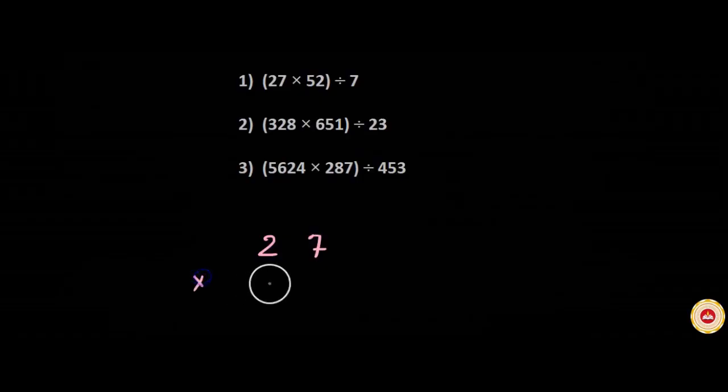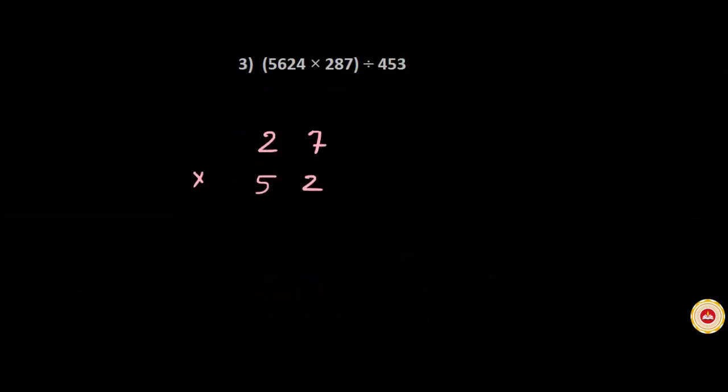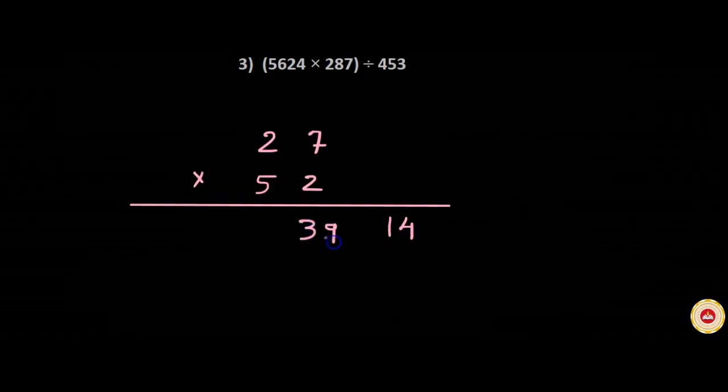27 multiplied by 52. First of all, let us apply the urdhva tiryak method of multiplication and write the answer of this product in parts. So 2 sevens are 14. Now 2 columns, so multiplying crosswise, 2 twos are 4 plus 5 sevens are 35, 35 plus 4, 39. And last column, 5 twos are 10. So this is the answer in the form of parts.